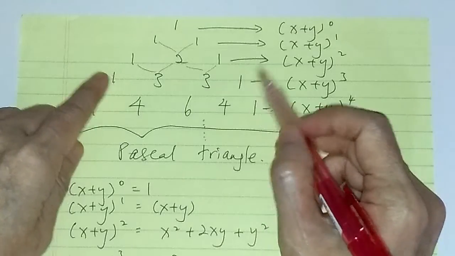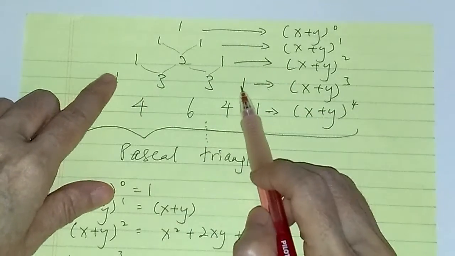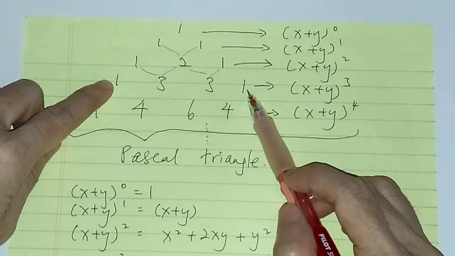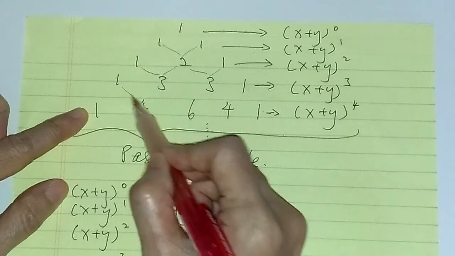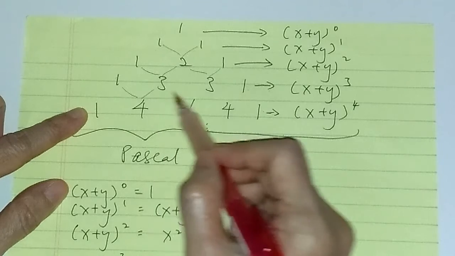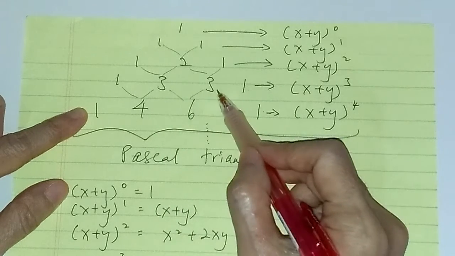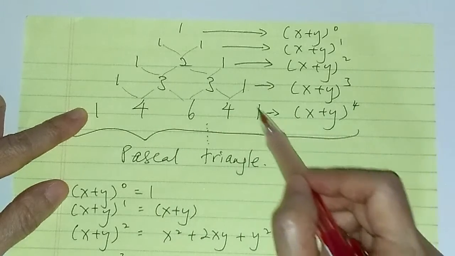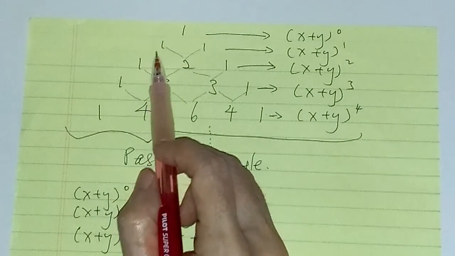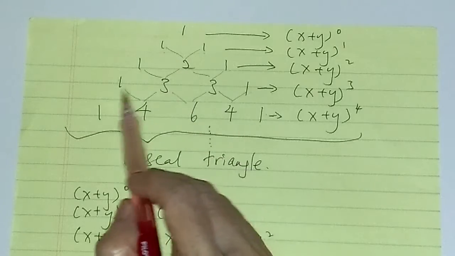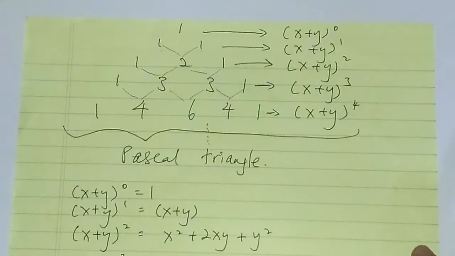And then over here, by the side is 1. Always put 1 by the side. And then 1 plus 3 is 4, 3 plus 3 is 6, 3 plus 1 is 4, and by the side is still 1. So called the head and the tail. The two sides are all 1.